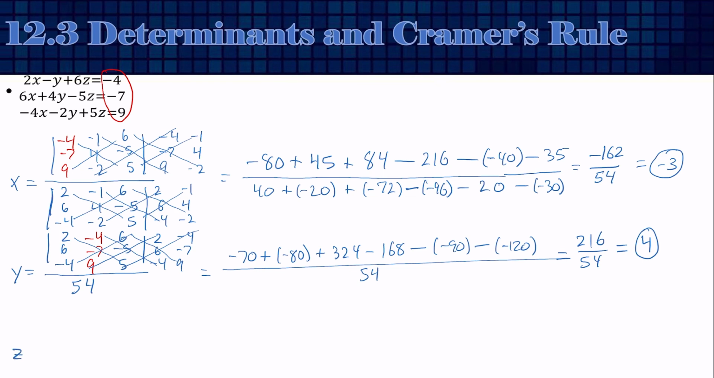Well, we still have the z. Again, the bottom for the z is 54. The top, the z column, is now the constants, and the other two columns are just the coefficients. Copy over the first two columns.